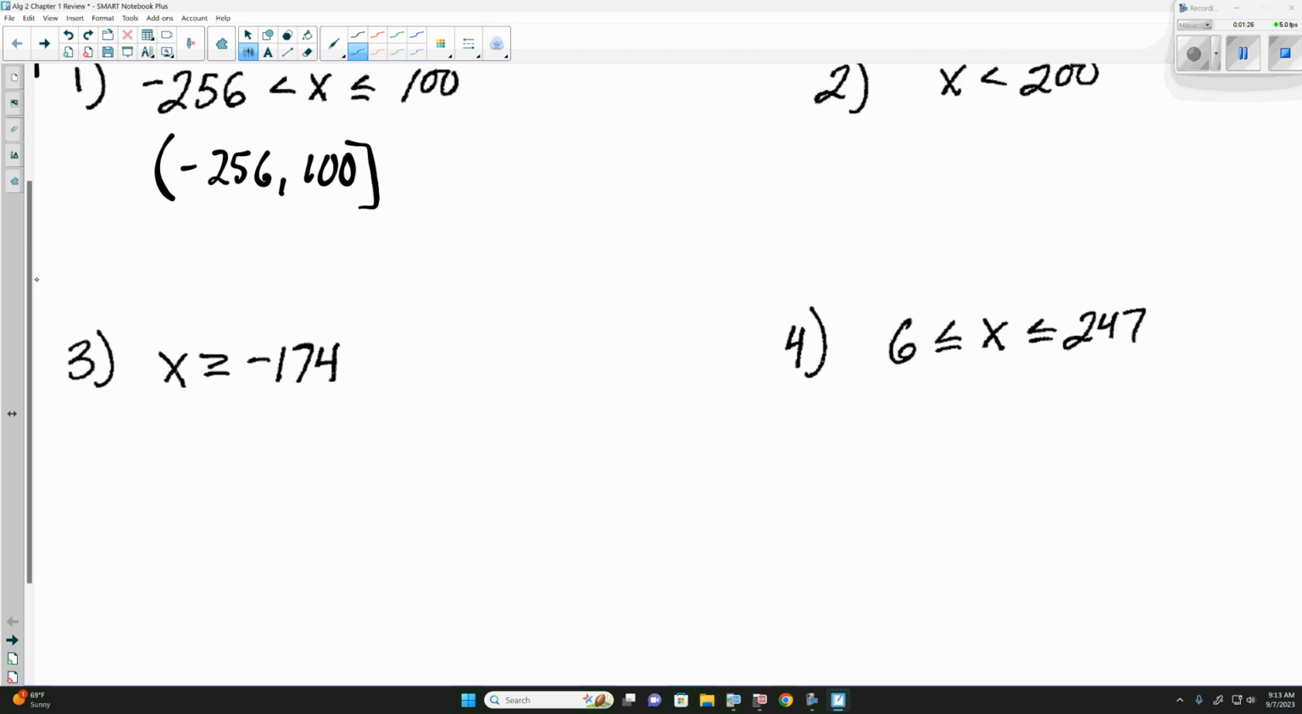I'll look at number 3 next. So x is greater than or equal to negative 174.